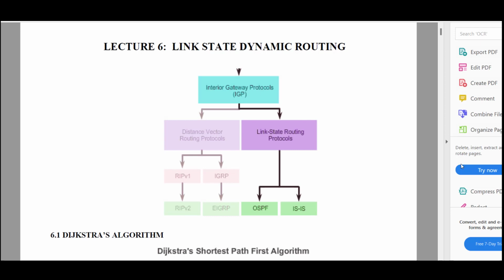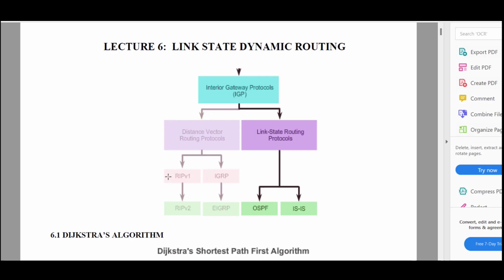Lecture number 6, link state dynamic routing. In the last class, that means in lecture number 5, we discussed the distance vector routing protocol. Today we are going to discuss link state dynamic routing protocols. The distance vector routing protocol we have already completed.